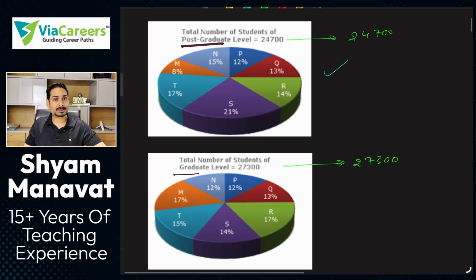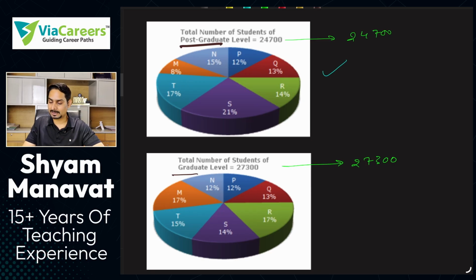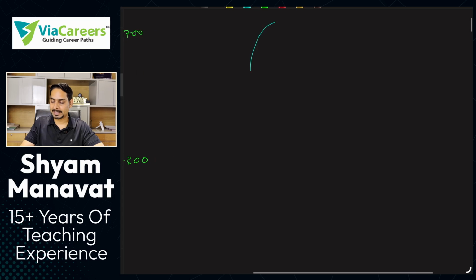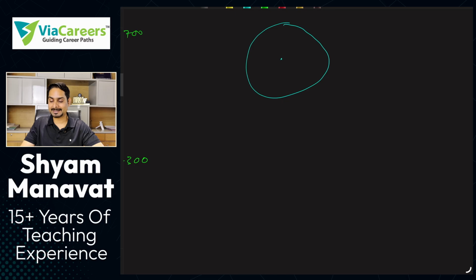So before we attempt the questions, let's understand whether we are able to interpret the data or not. Here the total number of postgraduates is 24,700. Now, if I want to find out the number of students of any particular institute, what do we have to do? Look, the total circle of the pie chart can be represented or distributed in 2 ways. One is percentage form. The entire circle is 100%. So it can be given in form of percentage.